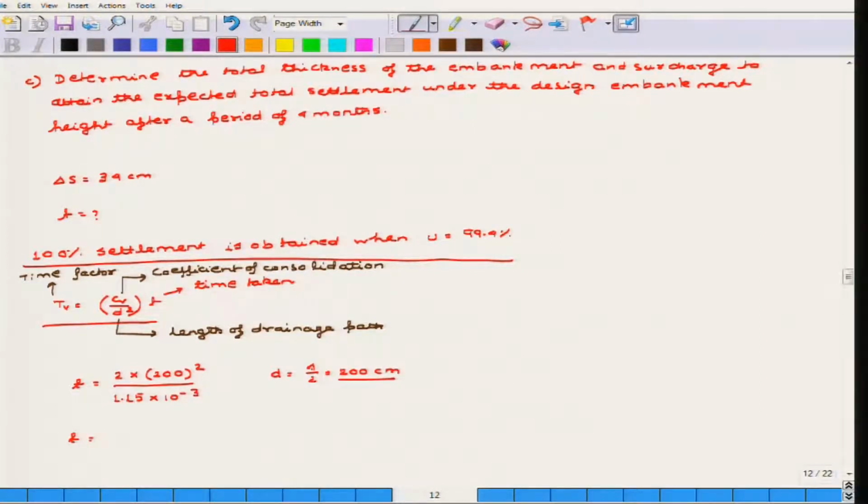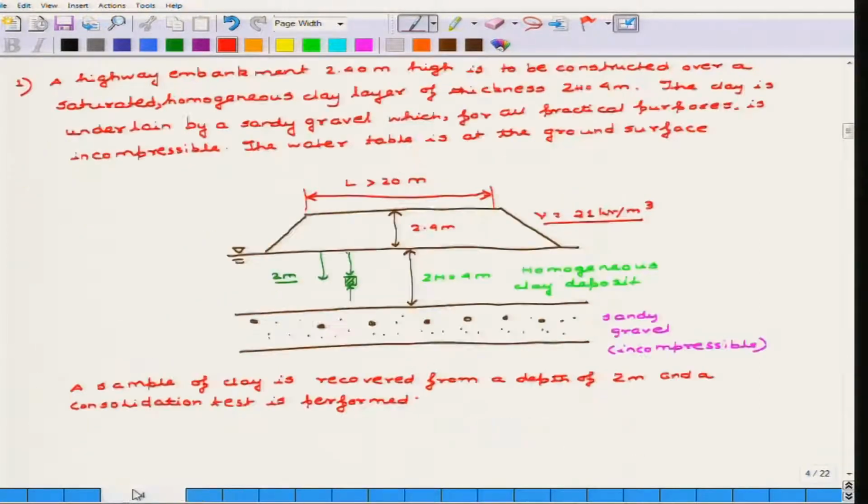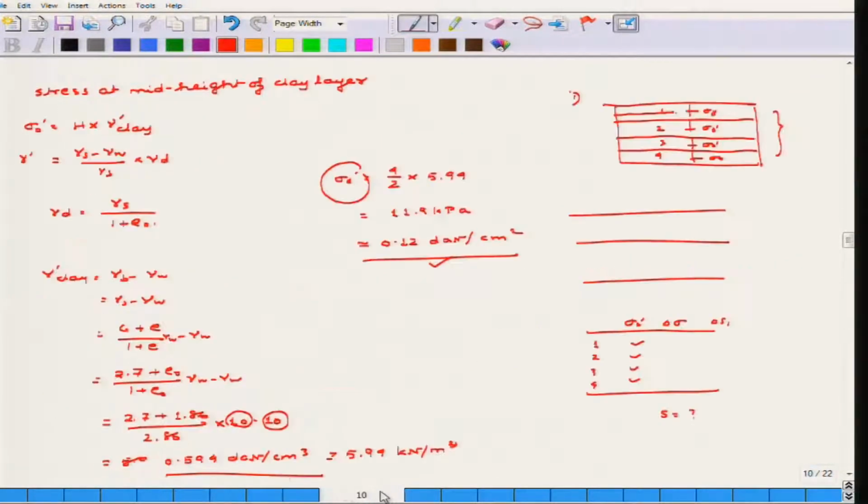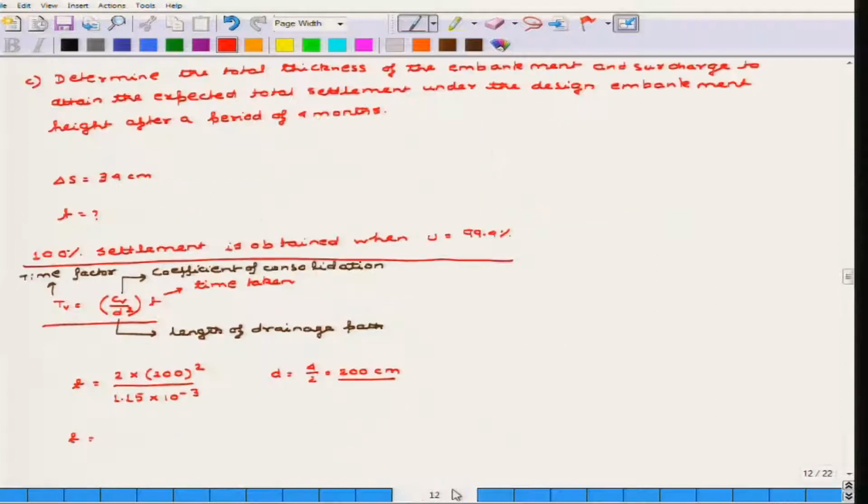It is half of the drainage path, because there is a sandy gravel below which serves as a drainage, as well as the top there is a drainage. So, it is the double drainage path. That is why double drainage means it is half the drainage path. If it had been a single drainage, that means below there was no drainage permitted, then it would have been a single drainage path, that means it would have been 400 centimeter.